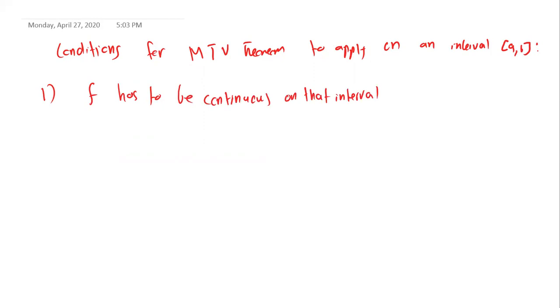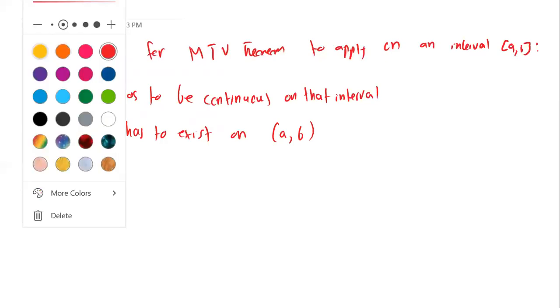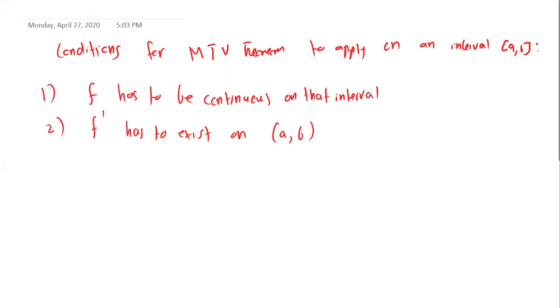The second part is f prime has to exist on the open interval. Remember, derivatives only work on open intervals. Okay? So then, you only have to check those 2 things. Most people were okay with checking that the function was continuous, but for some reason they struggled with whether the derivative existed. Remember, how do you test if a derivative exists?